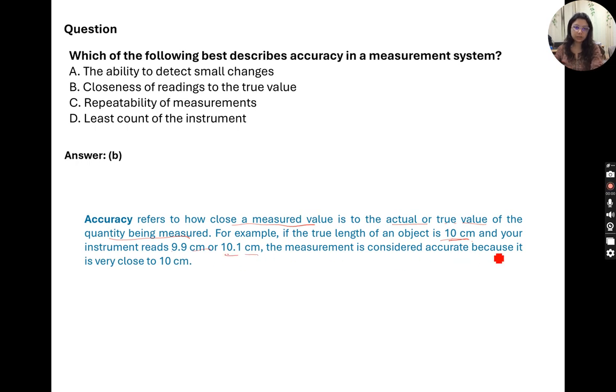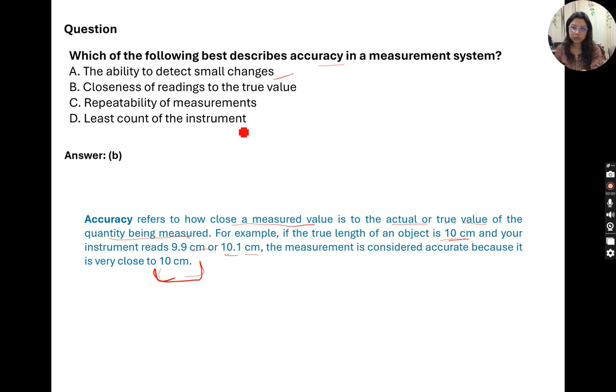The measurement is considered accurate because it is very close to 10 centimeters, and that's how we measure whether it is accurate or not. If the deviation from the real values is very large, then that means the accuracy is not there. If you look at the other options, like the ability to detect small changes, this is important in measurement, but that doesn't describe accuracy. Repeatability is important for the standard deviation and the mean, but not accuracy.